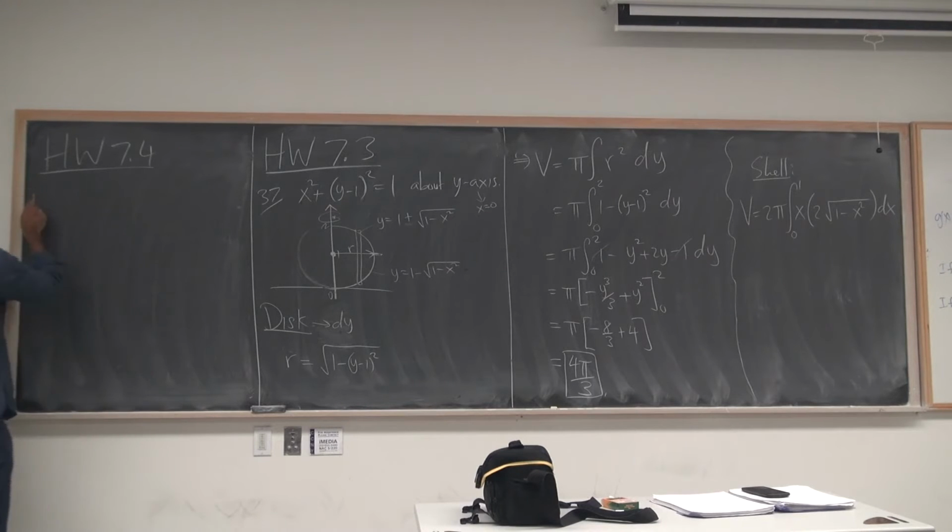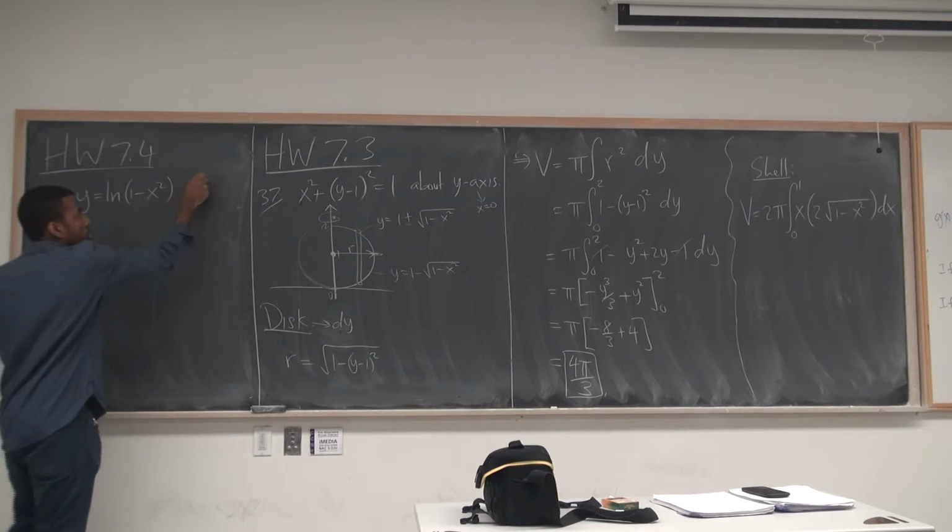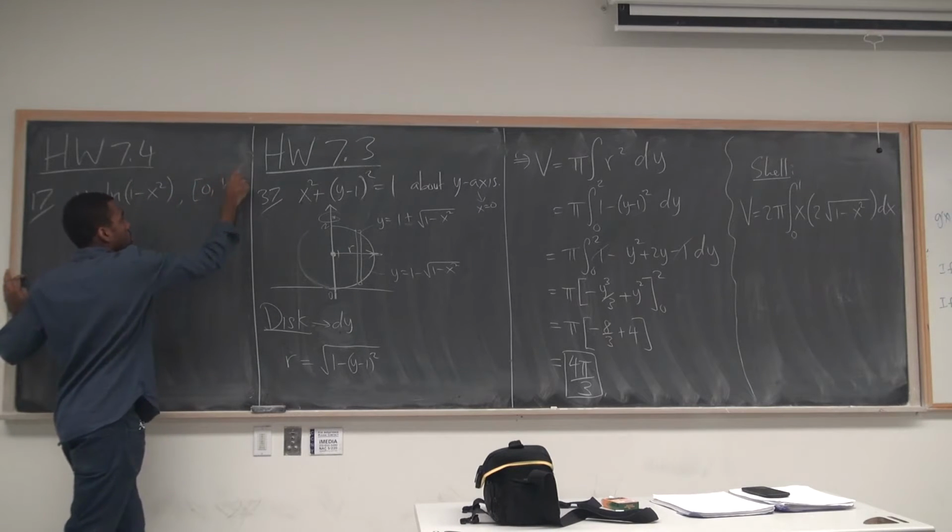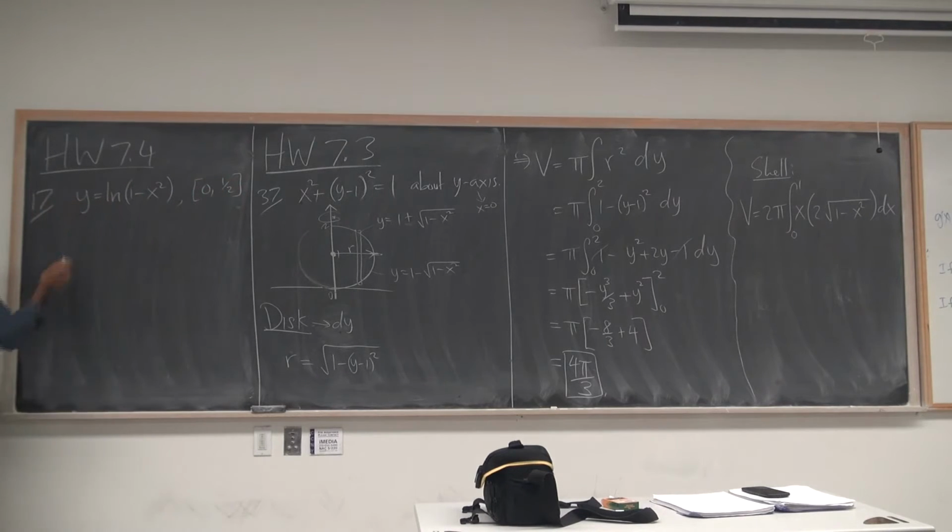In arc length? Yeah. What does that say? y equals ln(1 minus x squared), and then interval from 0 to 1/2. 1 minus x squared is inside the ln? Yeah. So find the y prime, which would be minus 2x over 1 minus x squared.